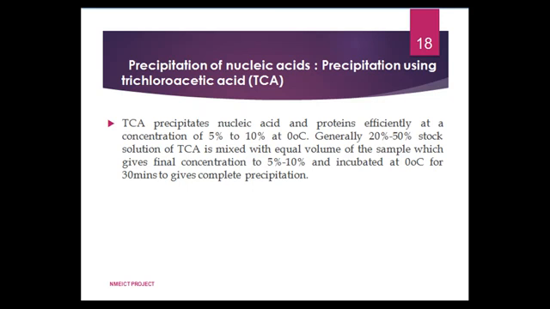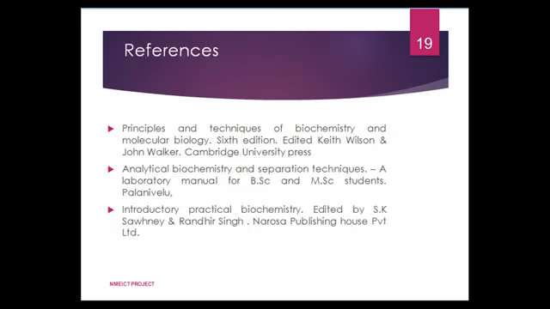Trichloroacetic acid precipitates nucleic acids and protein efficiently at a concentration of 5% to 10% at 0 degrees centigrade. Generally, a 20% to 50% stock solution of TCA is mixed with an equal volume of the sample, which finally gives you a concentration of 5% to 10%, and then incubate at 0 degrees centigrade for 30 minutes to give complete precipitation.